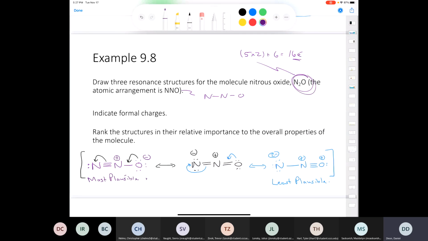There we go. So now we've drawn all of the 3 resonance structures, and we've indicated their relative importance to the overall properties of the molecule. Again, none of these 3 are a perfect representation of nitrous oxide, right? The actual nitrous oxide structure is going to be a hybrid of these 3, but it's going to resemble this one more than this one here, and the other one is going to be somewhere in the middle. All right, let's look at some exceptions to the octet rule.